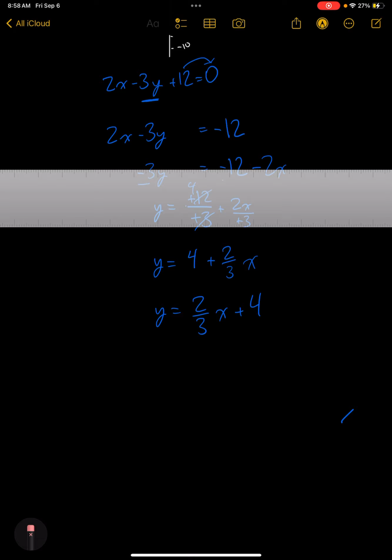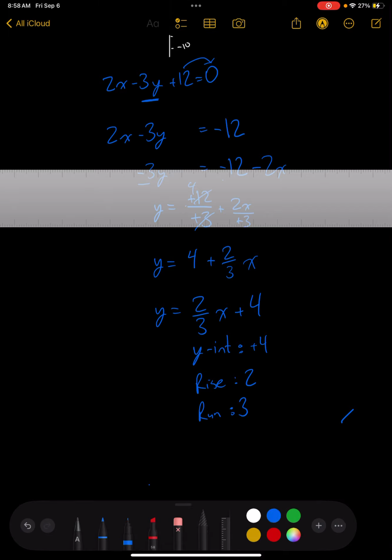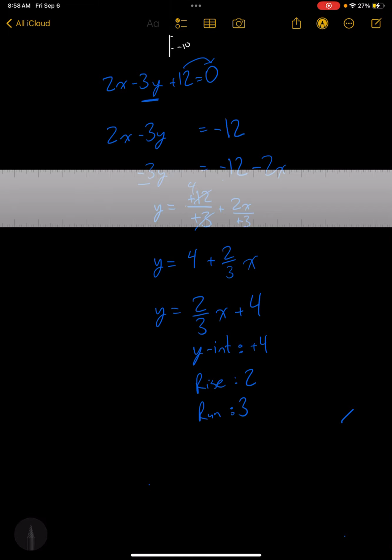And what are we left with? We have the y-intercept, which is plus 4, and we have the slope, which is 2 over 3. So the y-intercept is positive 4. We have the rise, which is 2. We have the run, which is 3. And if we want to graph it, we have everything we need.